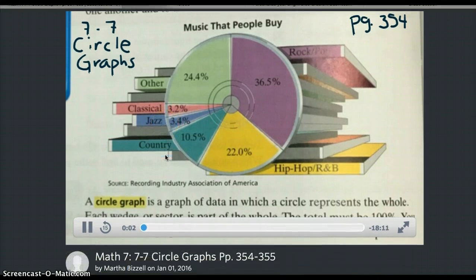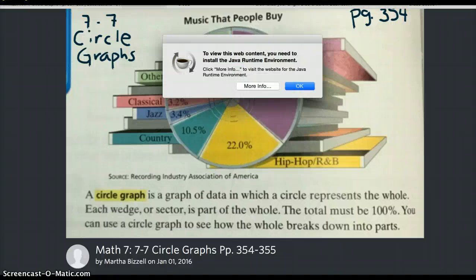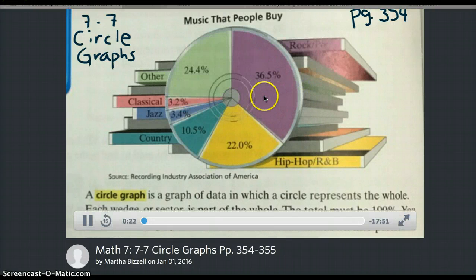Okay, this is lesson 7-7, circle graphs. Now, why do we have circle graphs? Well, you can easily see at a glance how the parts or the pieces of the pie compare to one another and to the whole amount. Now, the whole amount will add up to 100 or 100%. So we can look here and see that this is music that people buy.